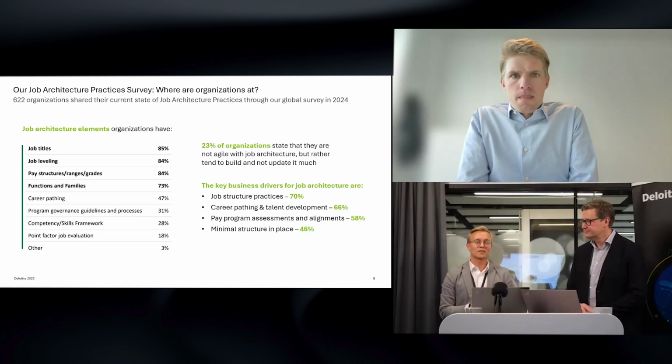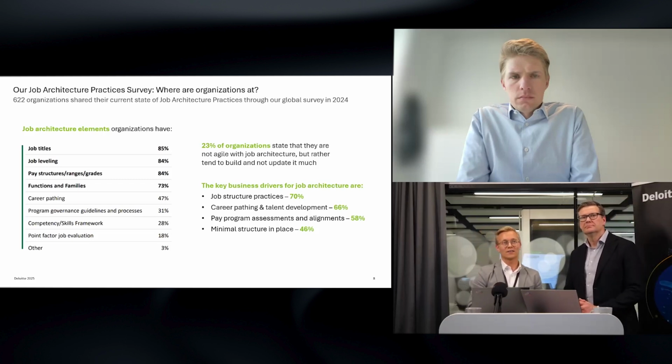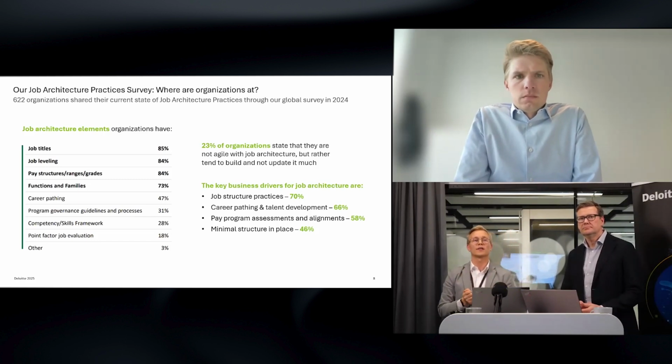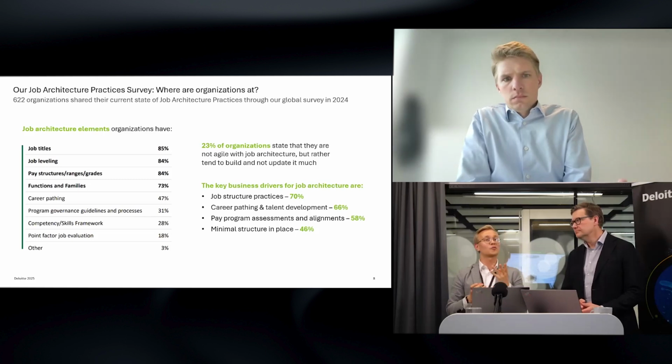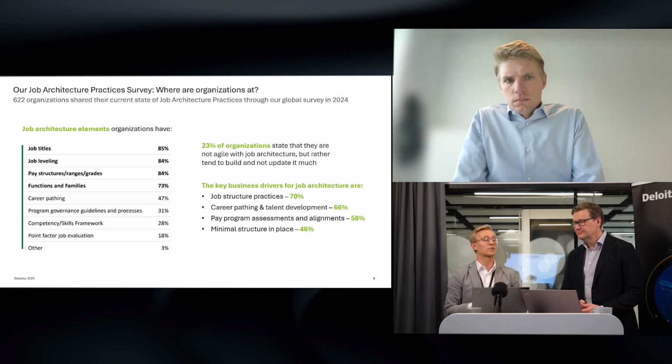A couple of starting points we see on the slide. The elements that organizations usually have in their job architecture are job titling, leveling, pay structures, ranges and grades, and also the functions and families. Those are the 4 elements that organizations usually have in place, and that's great to hear, especially when we're talking about pay transparency, because those structures are key. But then we see that not that many organizations have career pathing or that governance model that I mentioned in place. Those are some elements that organizations are building up currently, but still evolving, as well as the skills framework.